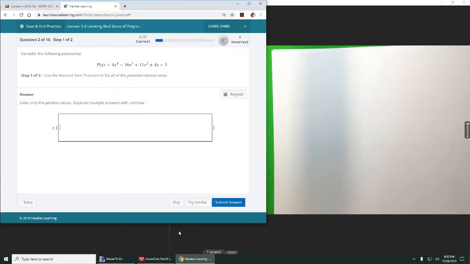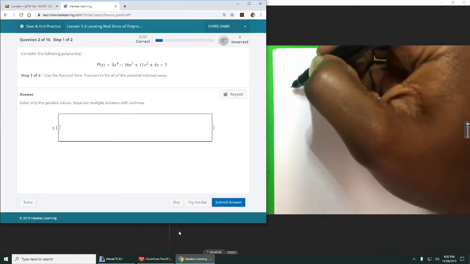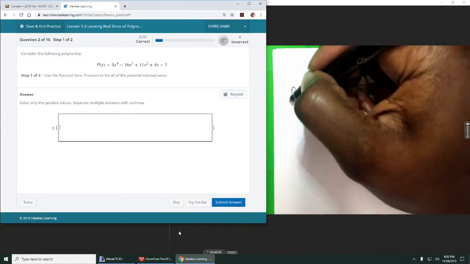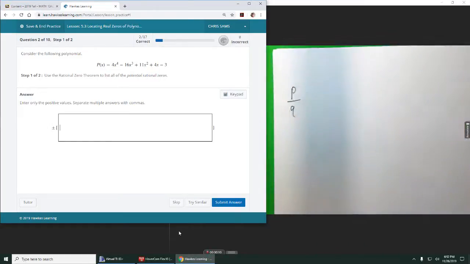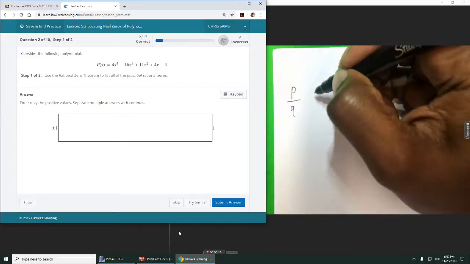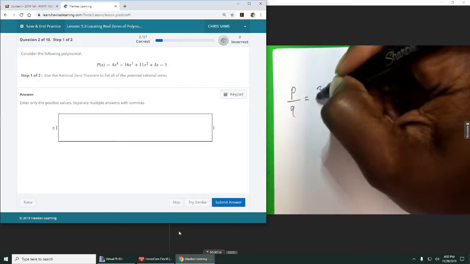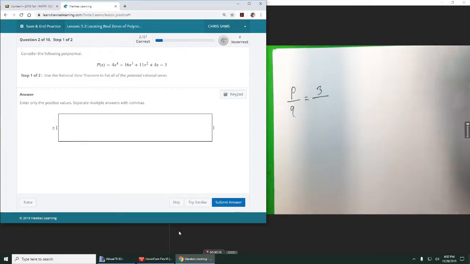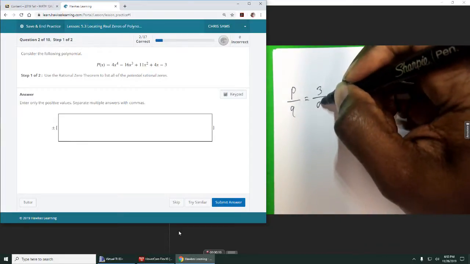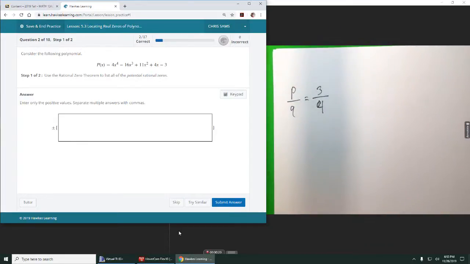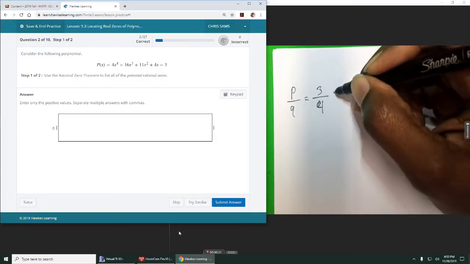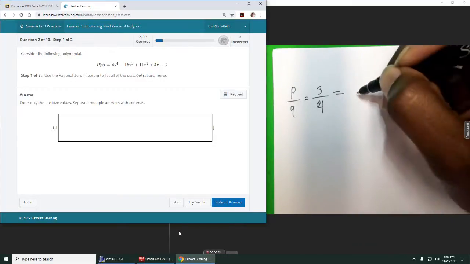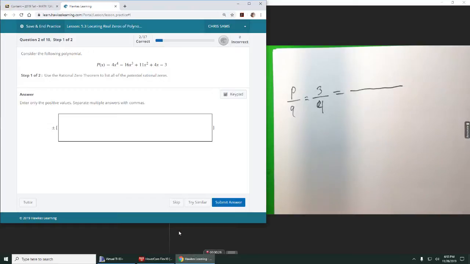All right, number 2, we actually want to find potential zeros again. So remember, it is P divided by Q, plus or minus. P is the number at the back, which was 3, and Q is the leading coefficient, which is 4. We're going to list the factors of 3 and 4 and divide the top by the bottom. It's going to be a little bit different this time since we have more than one number.